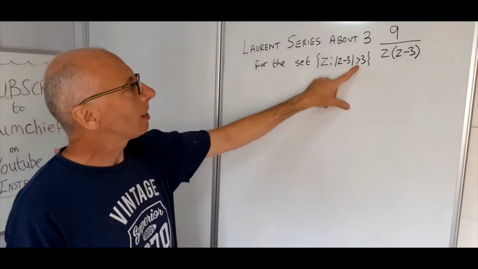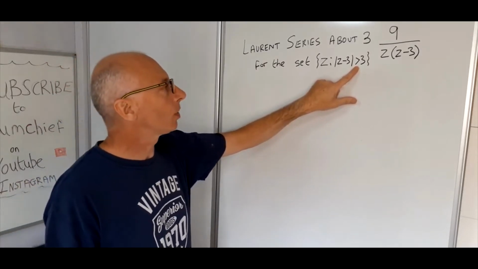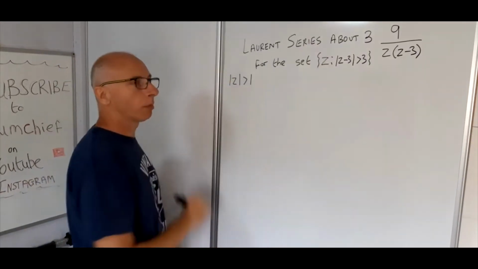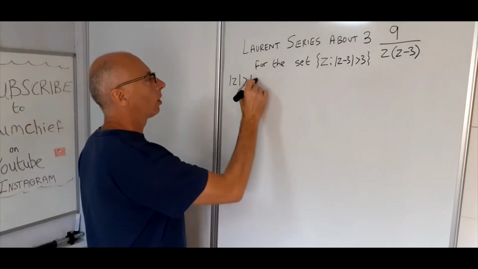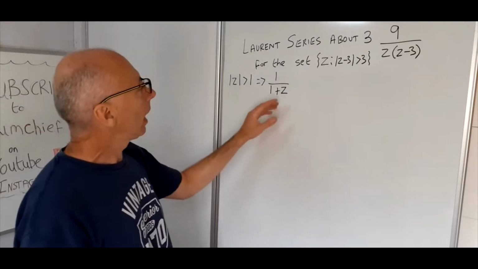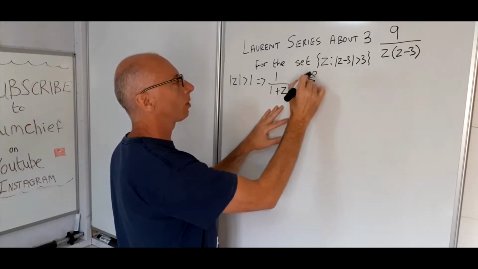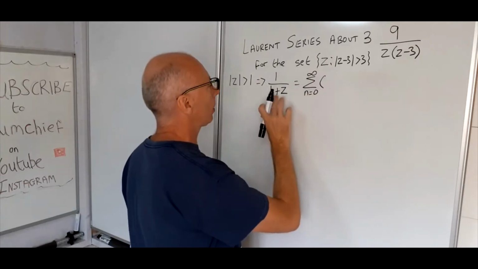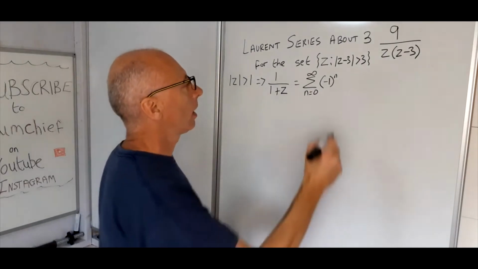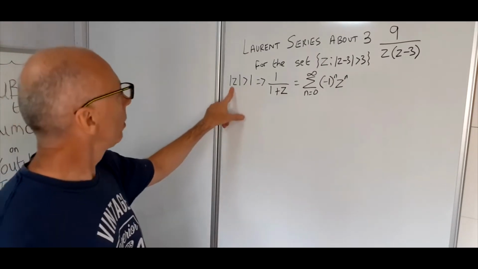Okay, so as this is greater than 3, we can link this with a famous divergent series. So we know there's a divergent series for modulus of z greater than 1, which is 1 over 1 plus z, and the summing series of this yields the sum from n equals 0 to infinity. Now this is an alternating series, so it gets the minus 1 to the n and then z to the n. Okay, and that's true for modulus of z greater than 1.